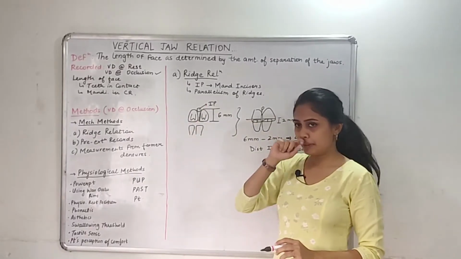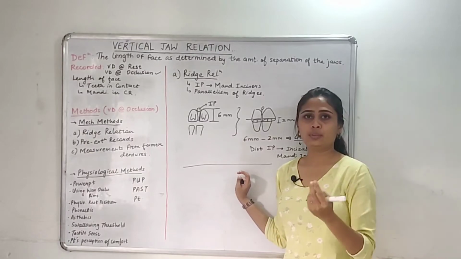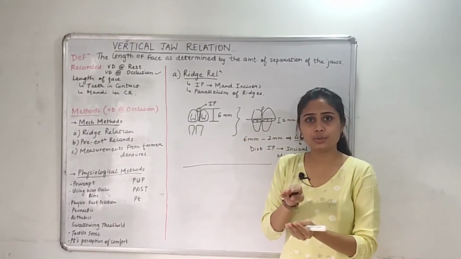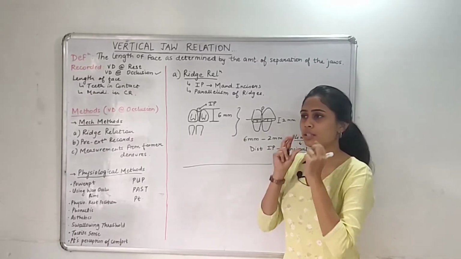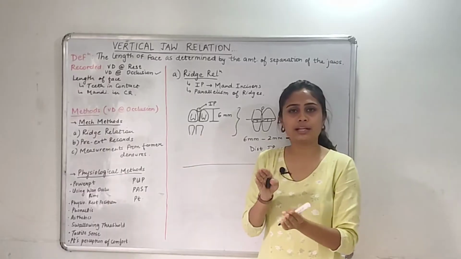And the second part is the parallelism of the ridges. Here we can say the mandibular ridge is parallel to the maxillary ridge only when they are in occlusion. If you keep your mouth closed, the maxillary ridge and the mandibular ridge are parallel to each other.